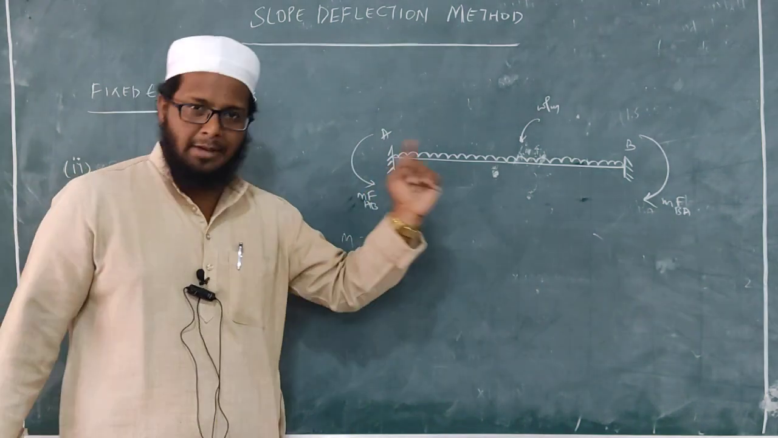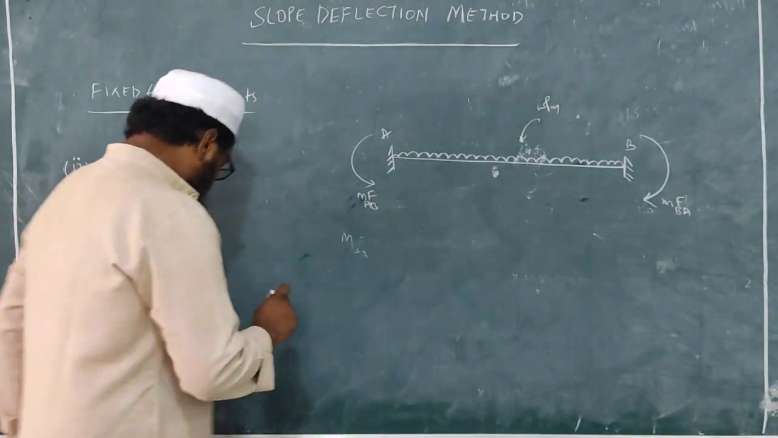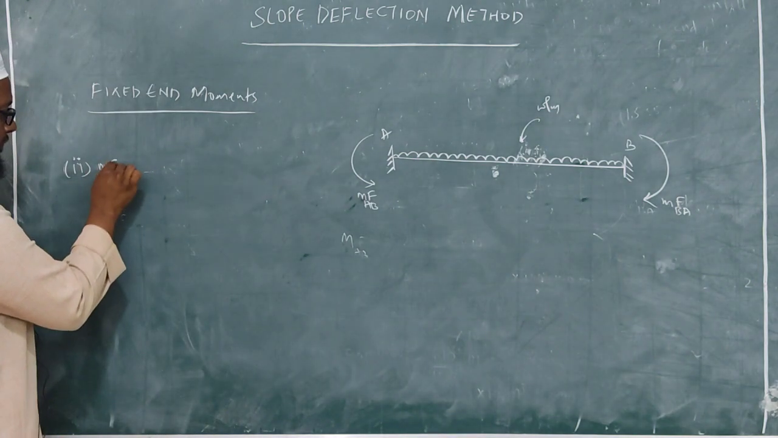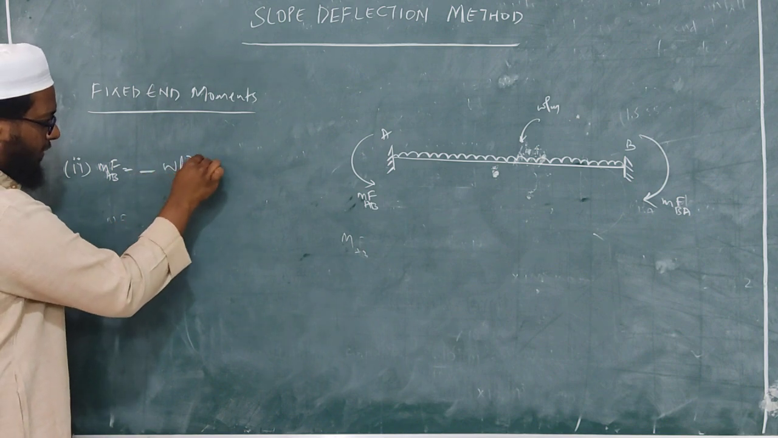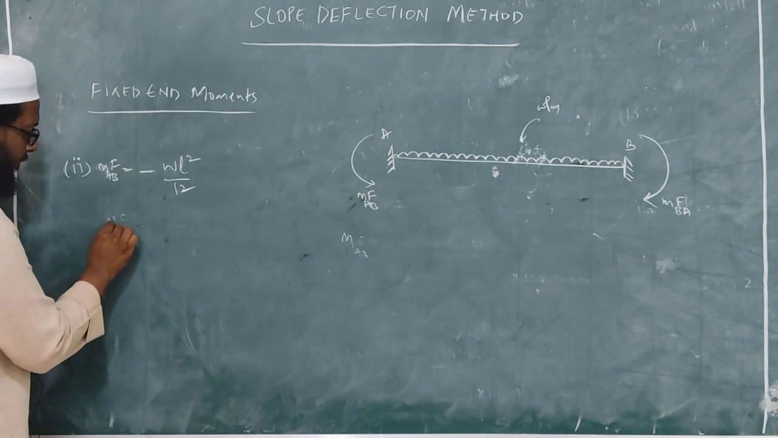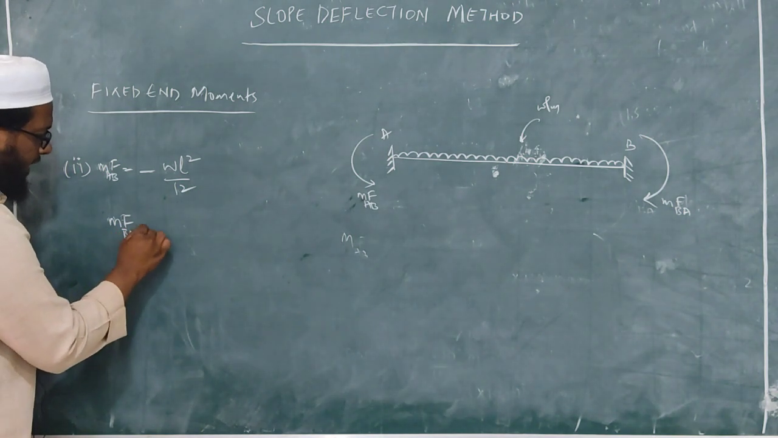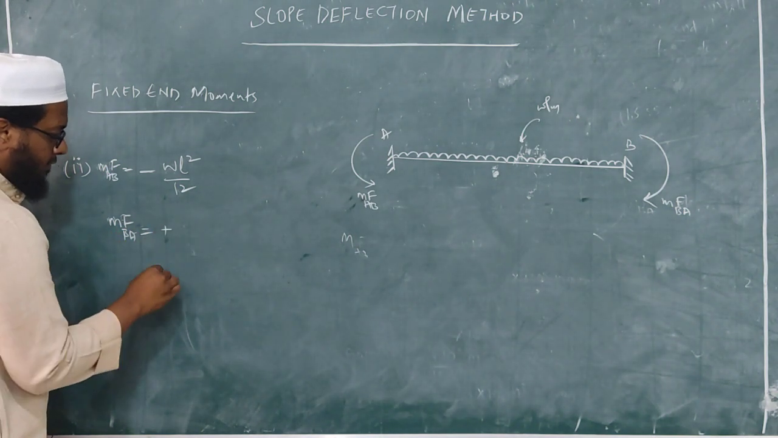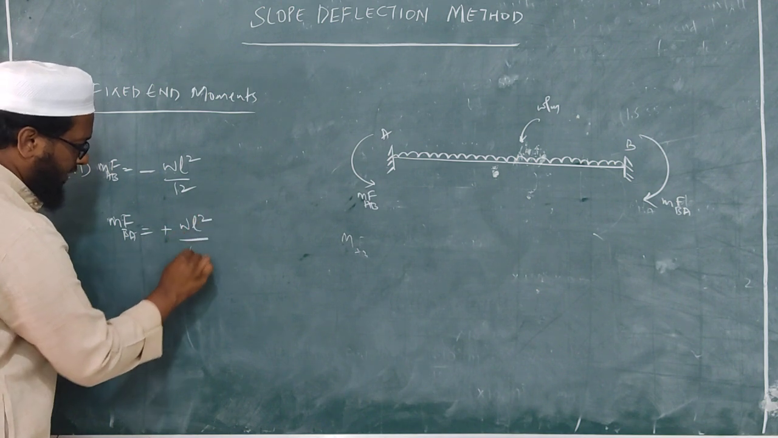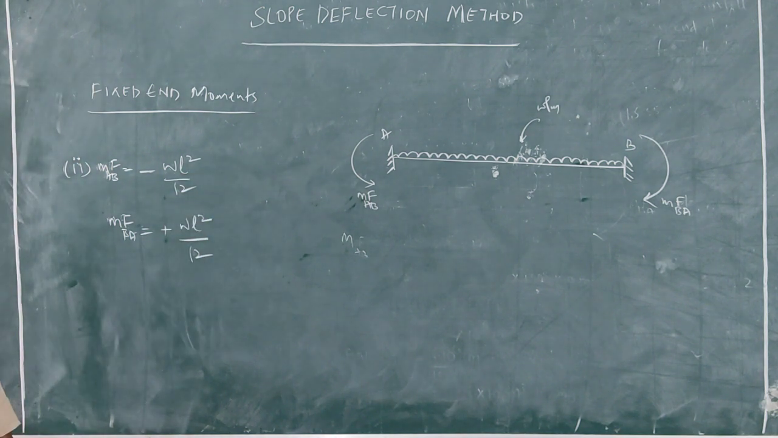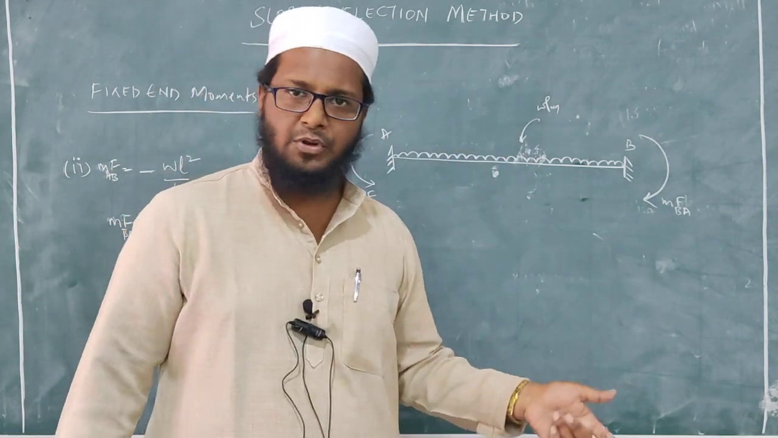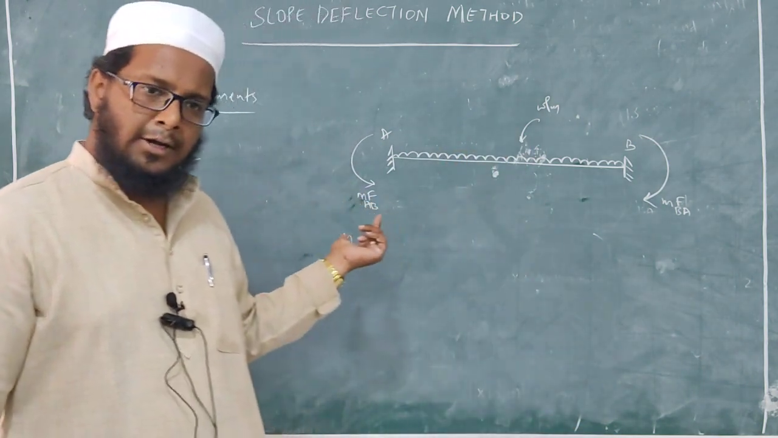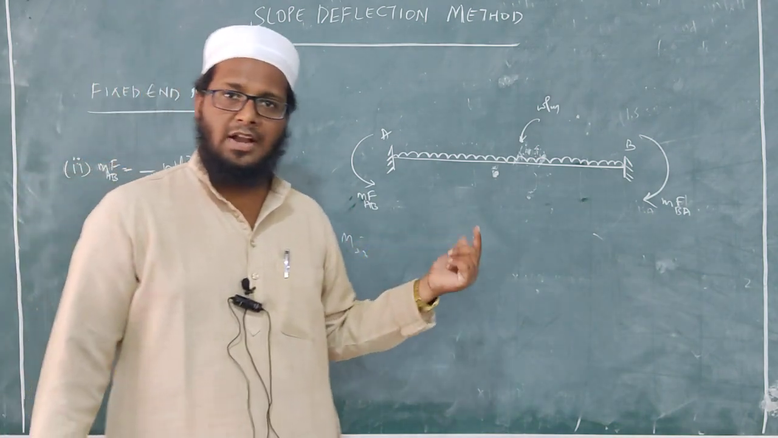So this one should be small m, all right? So our MF AB for this case is given as minus WL square by 12, and for MF BA the fixed end moment is given as plus WL square by 12. Okay, so very simple. When we have a central point load, it is minus WL by 8 and plus WL by 8. Similarly, when we have UDL, it is minus WL square by 12 and plus WL square by 12.